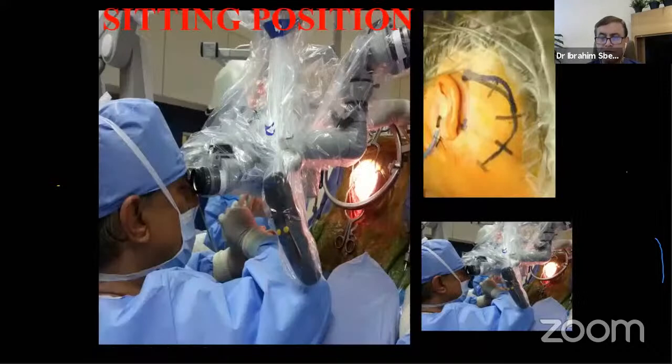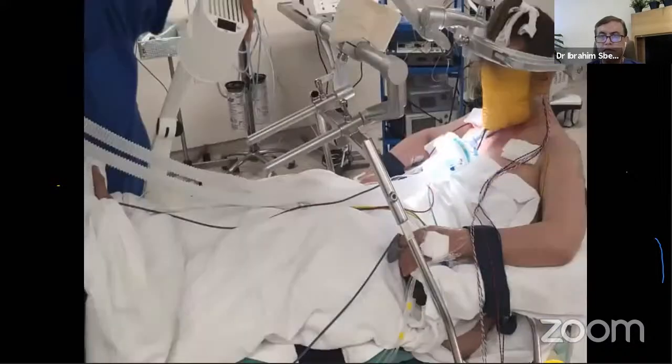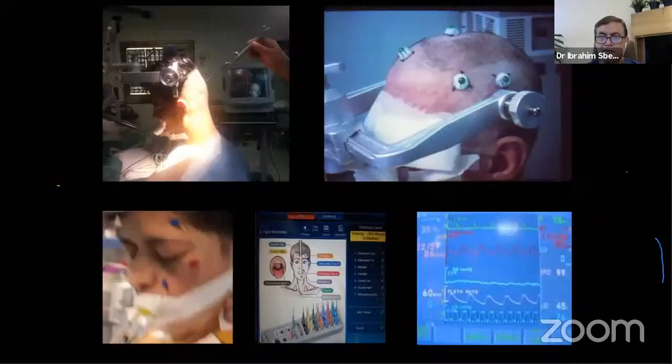I used the sitting position for the retrosigmoid. This is the semi-sitting position. It's my favorite position. I've been using it for decades, for hundreds of cases. People are afraid to use that because of air embolism. I say there is air embolism in every case, but we discover it and we treat it. We have lost only one case over the last 35 years due to air embolism.